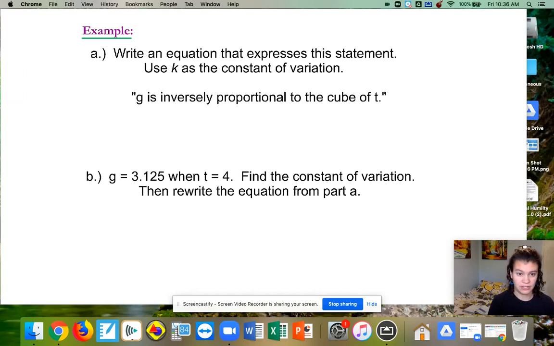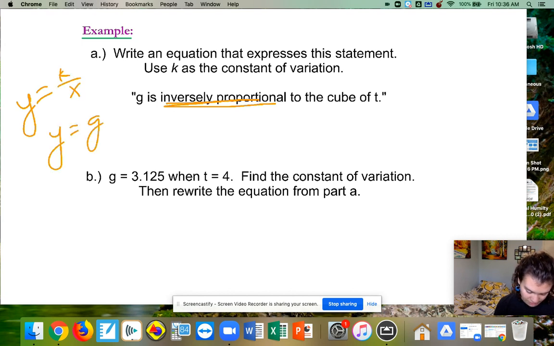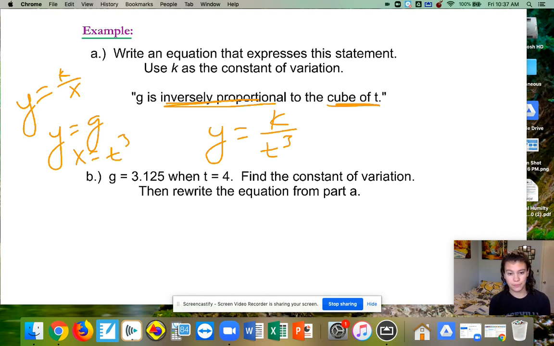Okay, so it says g is inversely proportional to the cube of t. So inversely proportional means we have some sort of y equals k over x. Y is going to equal g, and then x is the cube of t, so t cubed. So we get y equals k over t cubed. And that's that first portion.